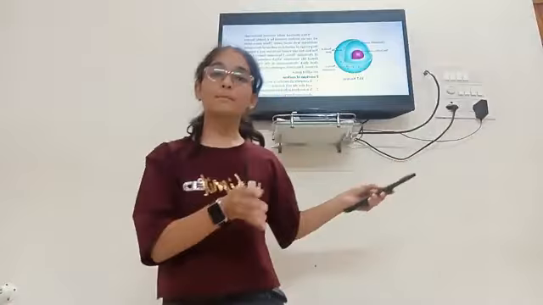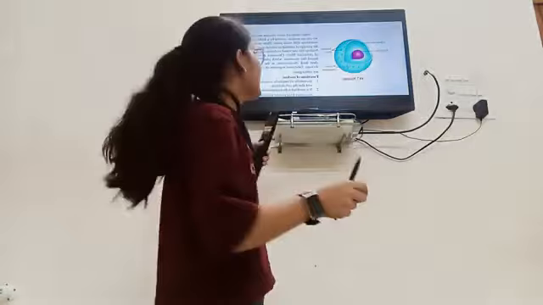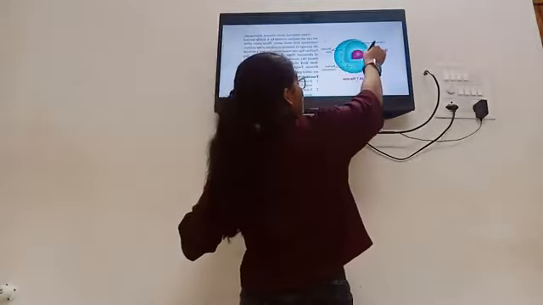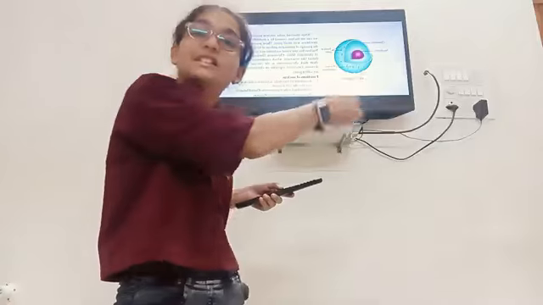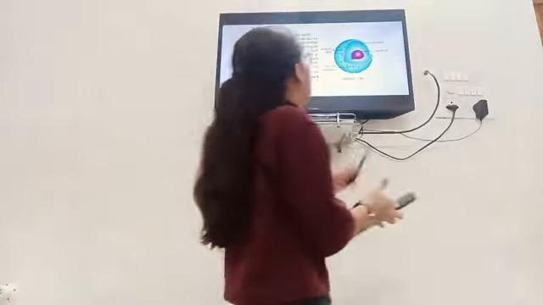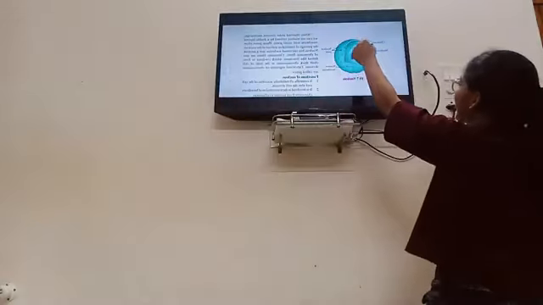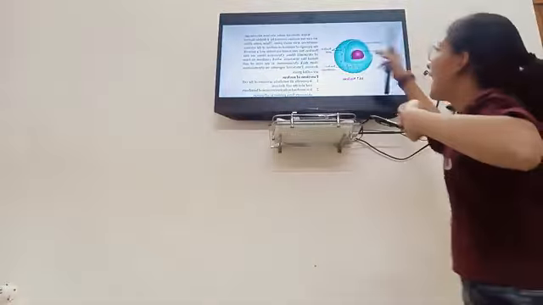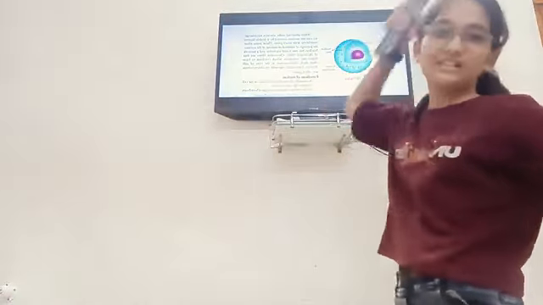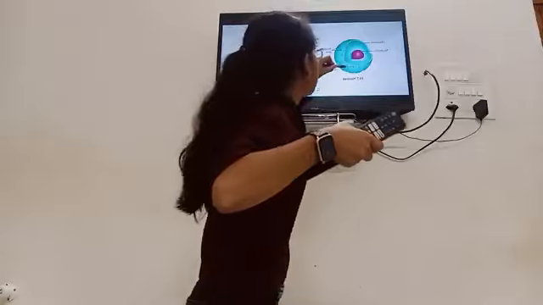Our next concept is nucleus. Now inside this nucleus one small wall is created and it is known as nucleolus. See here the chromatin, you can see the gel like substance, it is known as chromatin, and the pores which are very small, these are known as nuclear pore. And here this membrane which is protecting, it is known as nuclear membrane.